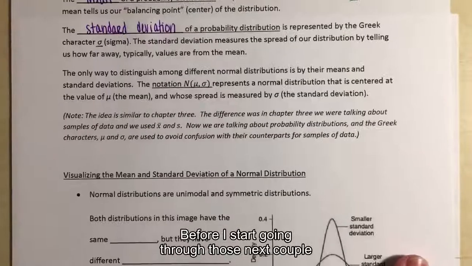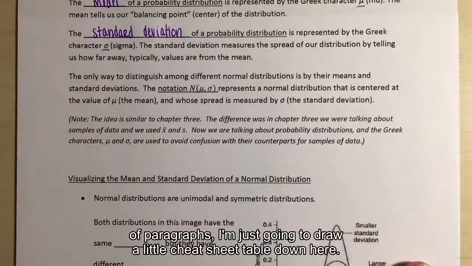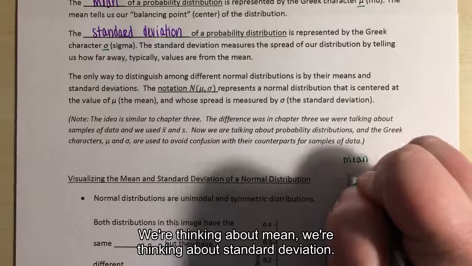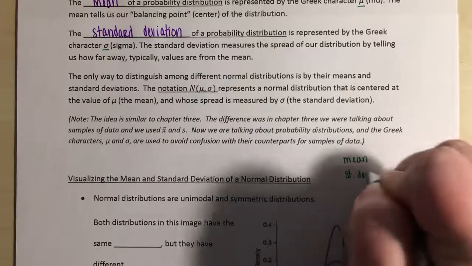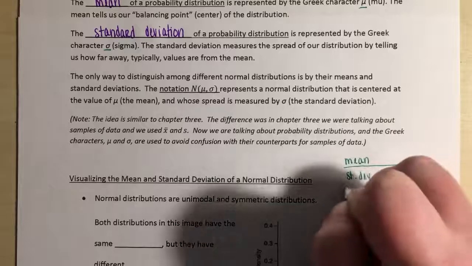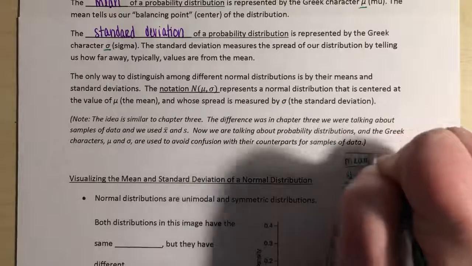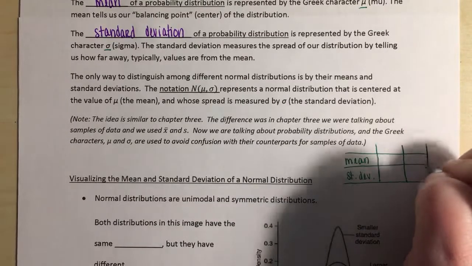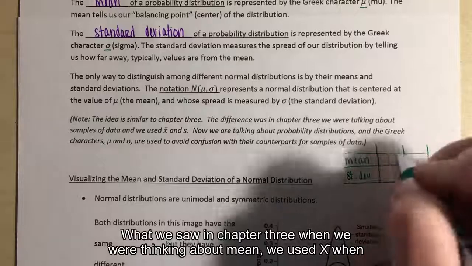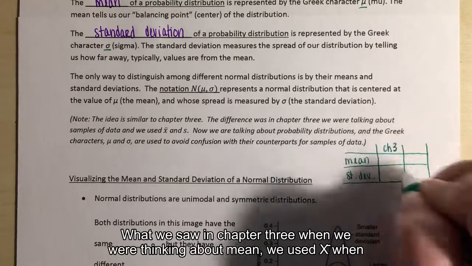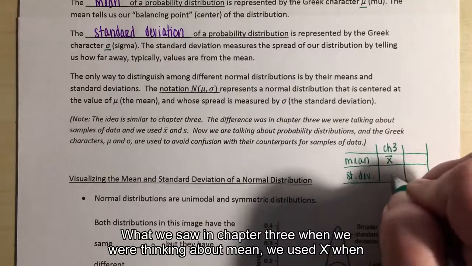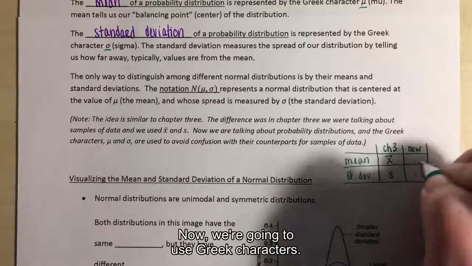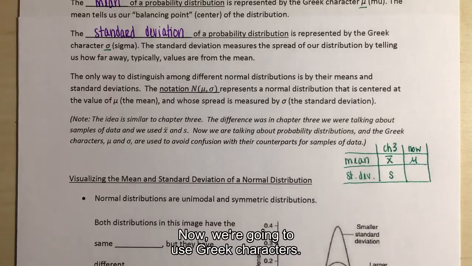So before I start going through those next couple of paragraphs, I'm just going to draw a little cheat sheet table down here. So we're thinking about mean, we're thinking about standard deviation. And what we saw in chapter 3, when we were thinking about mean, we used X bar. When we were thinking about standard deviation, we used S. Now we're going to use Greek characters.